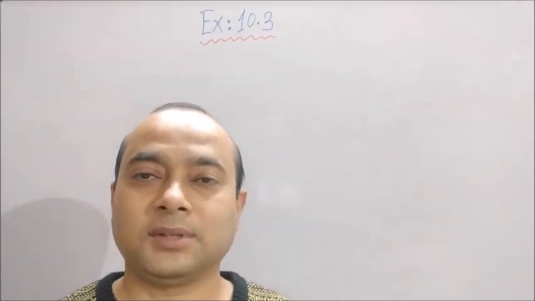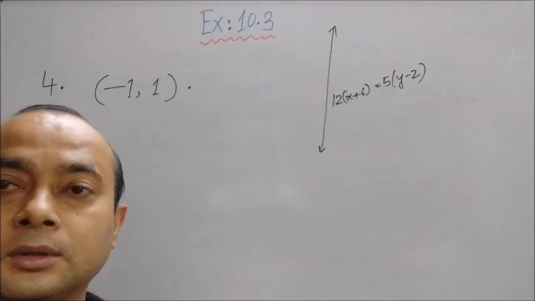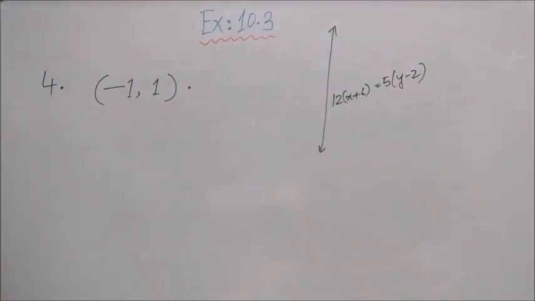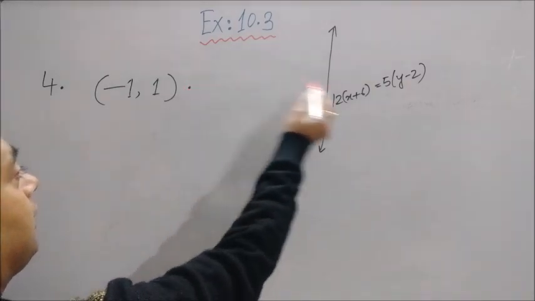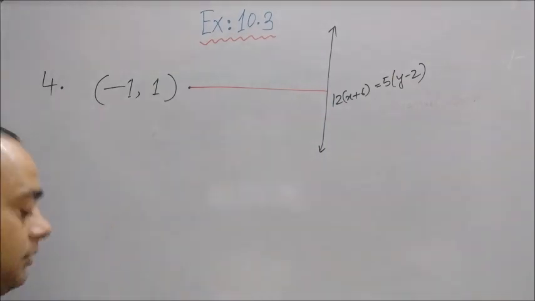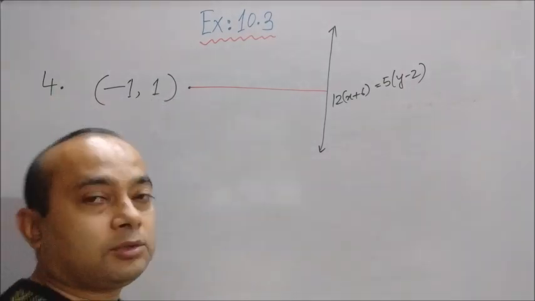Hello students, here we go ahead with the remaining questions of exercise 10.3. This is question number 4, where we have to find the distance between this point and this line. That means how far this distance is. First and foremost, we have to bring this equation of the straight line into the standard form.